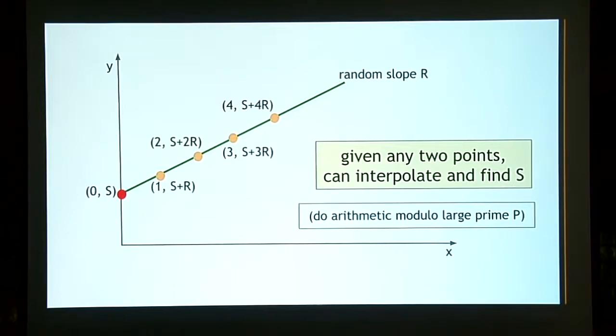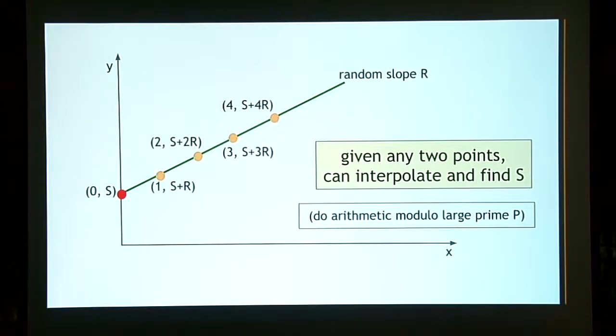But given just 1 point, you don't really know anything. Because if you have, say, this point, well, the line might be sloped like this, but equally likely it might be sloped like this. It could be sloped any way at all. And so given just this point, you don't really know anything about where this line might cross the y-axis, so you don't know anything about S.